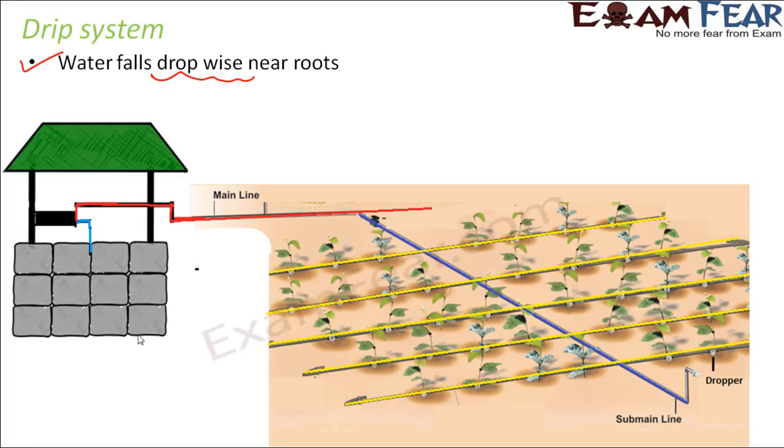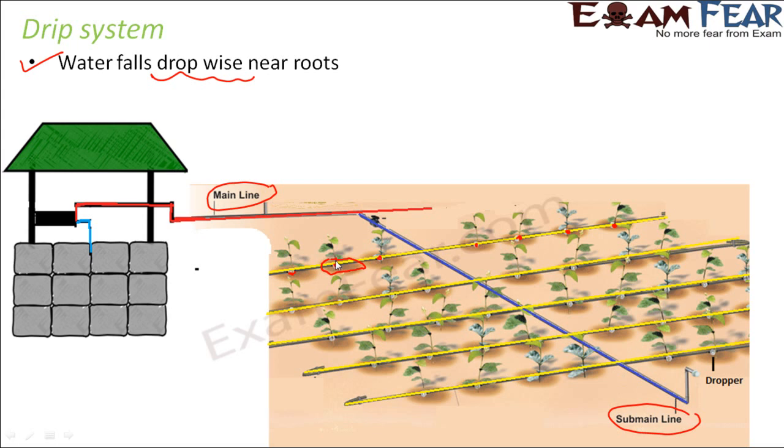So here, if this is the well, so from the well again water will come to the main line. So this is the main line. Now from this main line there is another sub main line. So this was the main line, this is the sub main line, and from this sub main line you have the perpendicular pipelines. Right, so these are the perpendicular pipelines, and here everywhere you see it is connected where drops of water will come out.